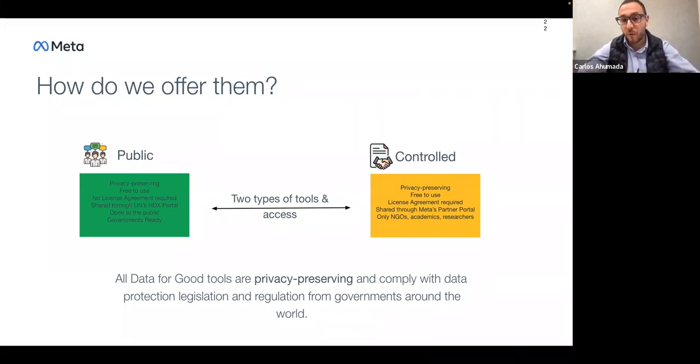Then we have the controlled access tools. This set of tools is also privacy preserving. They are also free to use, but in this case, they would require a data license agreement with us, just because we want to make sure that the data and the tools are used for the purpose with which they were created. They are shared through Meta's Partners Portal. So once you apply, we onboard you to our Partners Portal, and they're only available to NGOs, academics, and researchers.